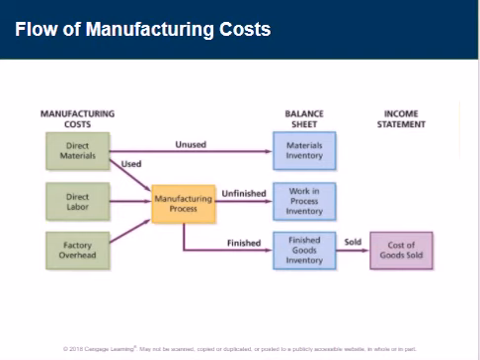Our direct labor and our factory overhead also move to the manufacturing process. And then any items that are unfinished will sit in our work in process inventory. Any items that are completed and ready to be sold will go down to our finished goods inventory account. And then once we sell those items, we will then place those costs in our cost of goods sold.